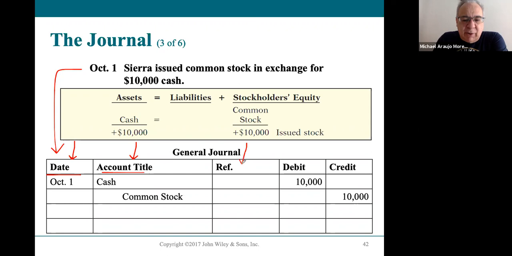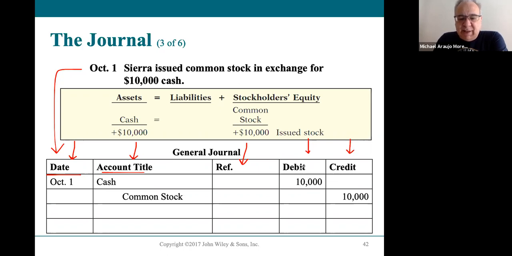This is not a column you'll see often. The reference column is not something you'll see very often. You don't have to worry about it right now. I will explain it next class. And then here's where the numbers go. The 2 columns at the very end are the debit column and the credit column, and these are where the numbers go.